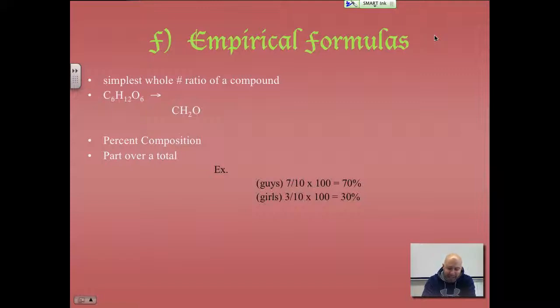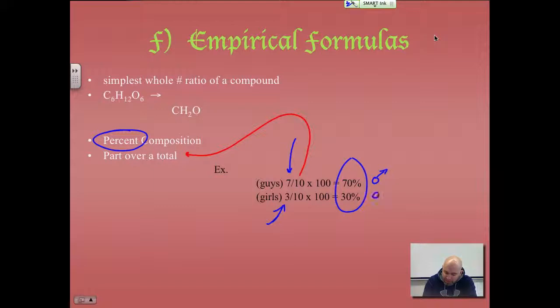Notice if I had a class that had 10 total, and I had 7 guys and 3 girls, then it would simply be the part 7 over the total amount of students, or the part 3 over the total number of students, 10. You just simply divide those two and multiply by 100 since it's percent composition, and you get 70% fellas and 30% ladies. Okay, so percent composition is just simply the part over the whole, or part over the total.